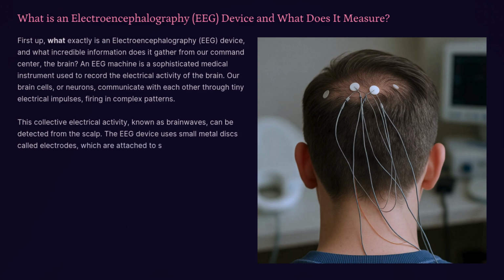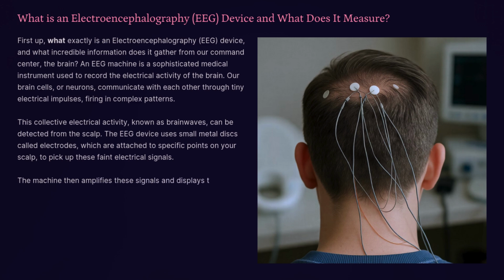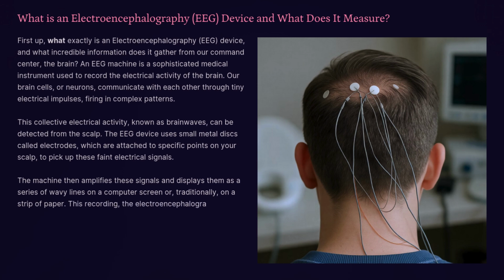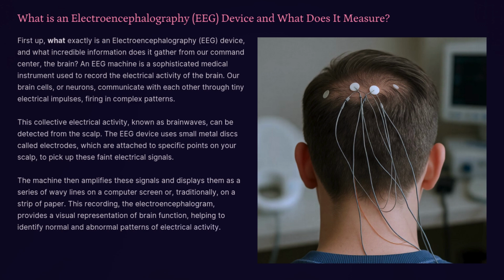The EEG device uses small metal discs called electrodes, which are attached to specific points on your scalp, to pick up these faint electrical signals. The machine then amplifies these signals and displays them as a series of wavy lines on a computer screen or, traditionally, on a strip of paper. This recording, the electroencephalogram, provides a visual representation of brain function, helping to identify normal and abnormal patterns of electrical activity. It's a window into the brain's real-time operations.